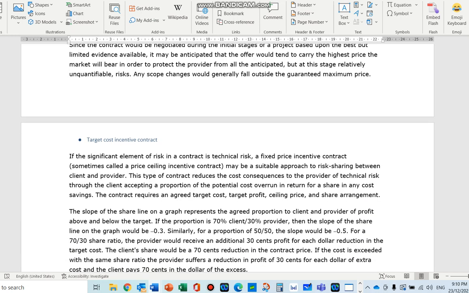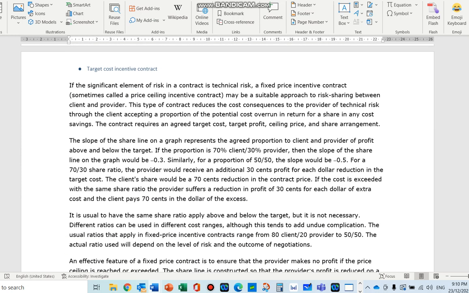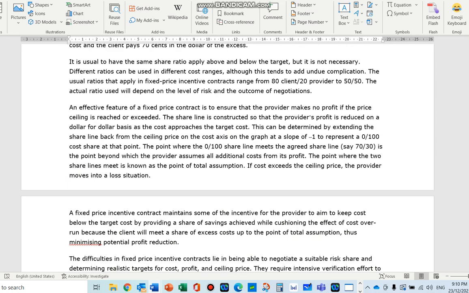And target cost incentive contract is if we set a price that is reasonable, and then you want to make sure that it doesn't go over. If you have a target, and the actual cost is below the target cost, then you share your profit. If it's under, you also have some sort of bonus involved. If it's over, then it's really too bad. These are usually used to give incentive to the contractor in that sense.